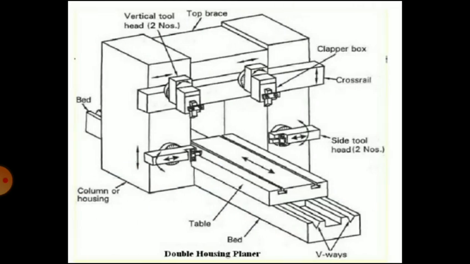So this is a 3D diagram of the double housing planer. You can see there is a base, there are guideways. On the guideways, the table is reciprocating. There are two side tool cutters that are mounted on the columns. There is a cross rail, a horizontal part that can be moved in a vertical direction, upward or downward, along the columns. And on the cross rail, again, two tool holders are mounted which can be moved in a horizontal direction.